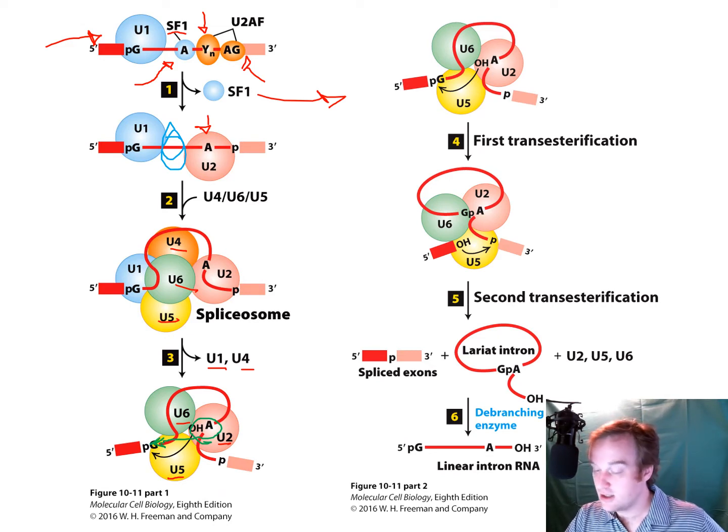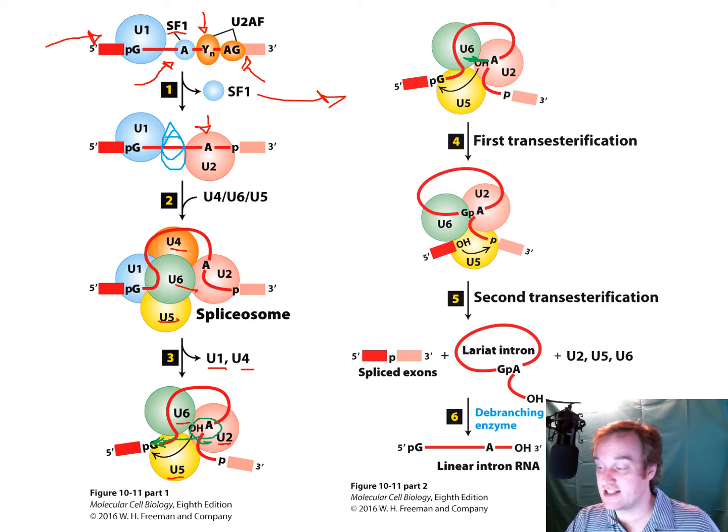So now in step 4, we have our first transesterification reaction, and U6 and U2, they catalyze the formation of this interaction. So these two here catalyze the formation of bringing that bond together.